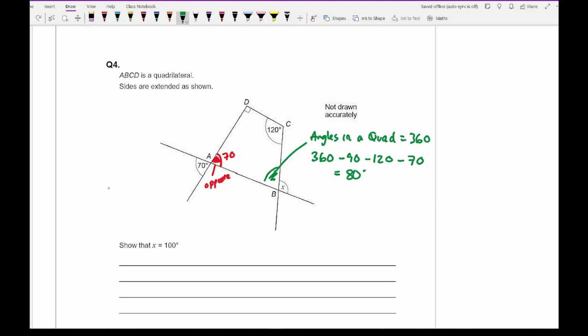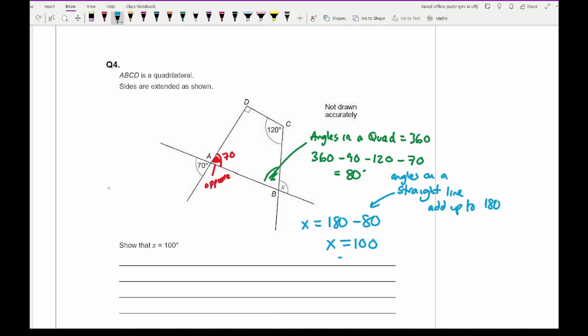And then I can work out what angle x is. So x equals 180 minus 80. So x equals 100. And again, the reason I've used this one is angles on a straight line add up to 180, so x equals 100.